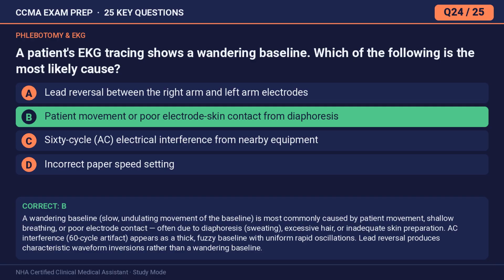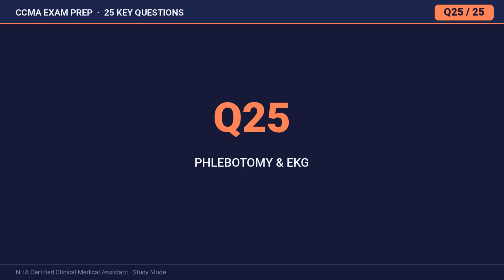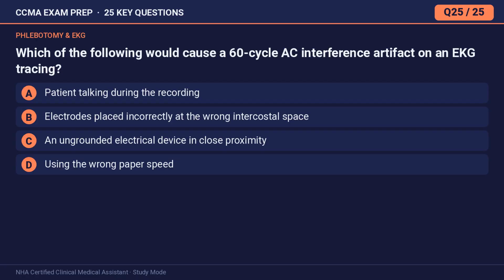Which of the following is an example of a point-of-care test that a medical assistant may perform in an ambulatory clinic setting? A. Complete blood count, CBC, with differential. B. Blood culture and sensitivity. C. Urine dipstick, urinalysis. D. Comprehensive metabolic panel via mass spectrometry. The correct answer is C.